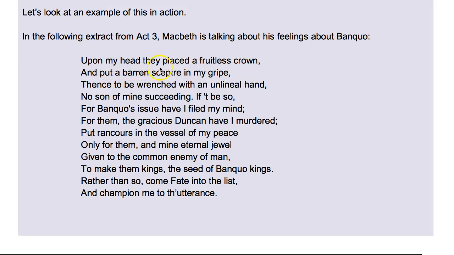Upon my head they placed a fruitless crown, and put a barren sceptre in my gripe, thence to be wrenched with an unlineal hand. No son of mine succeeding.